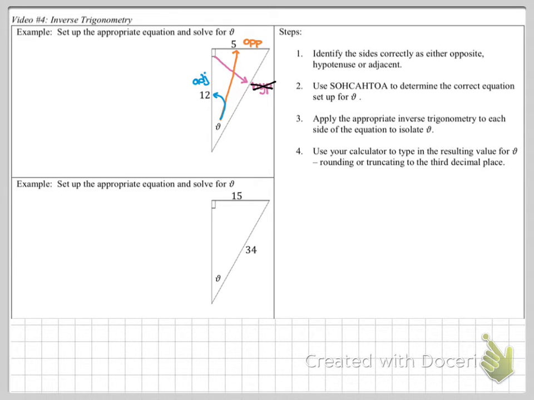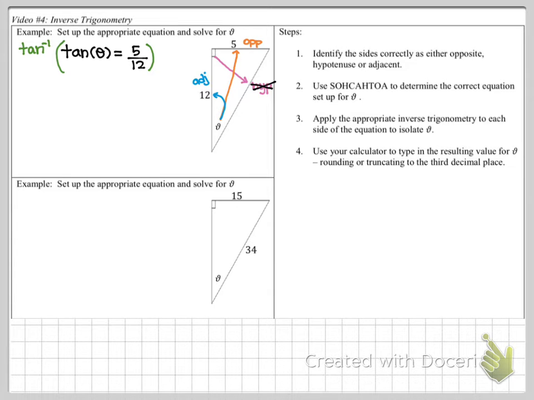Okay, using SOHCAHTOA, I know that the ratio of opposite and adjacent is going to be tangent. So I'm going to rewrite this as tangent of my angle, in this case, which is theta, is equal to the opposite side, which is 5, over the adjacent side, which is 12. All right, we need to be able to get rid of tangent itself, so we want to do the inverse operation of tangent. Well, the inverse operation of tangent is tangent inverse, and we're going to apply that to the entirety of the equation.